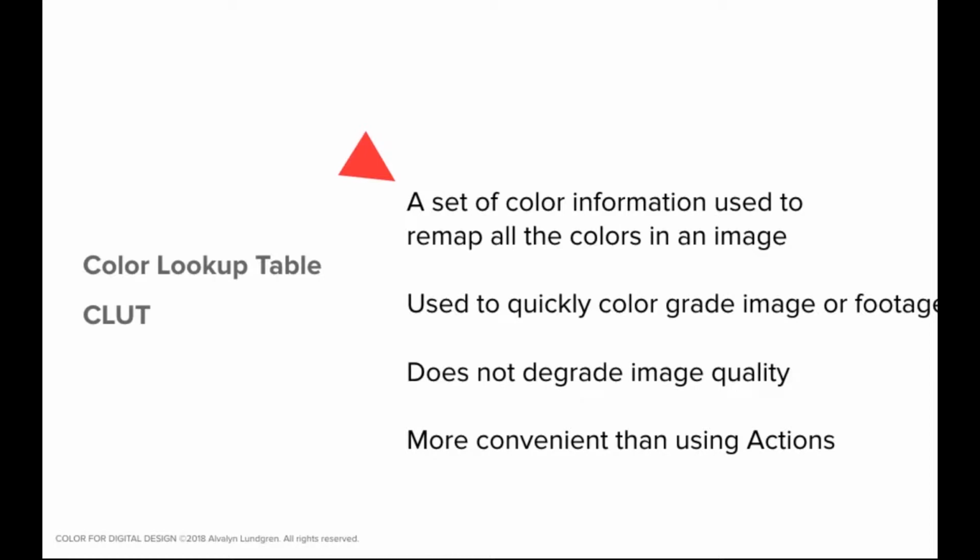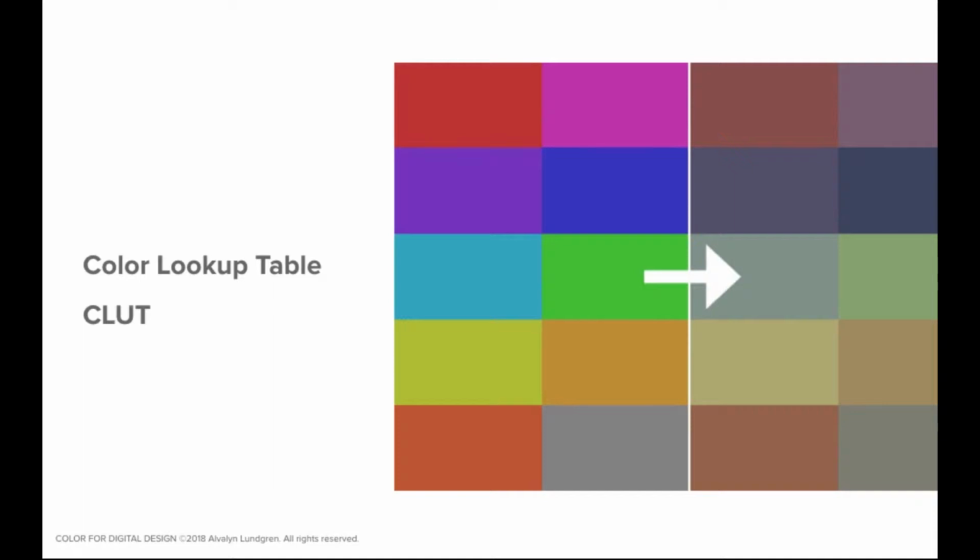The reason why using a lookup table is preferred to creating actions is, first of all, you can apply it to more than one image at a time, and using the lookup table doesn't destroy the image quality. It's less complex than using actions, and so it's more convenient and will actually streamline your workflow. It takes a set of color, and then when you load the table, it adjusts all the colors in an image into that lookup table. So you can see that we go from fairly vibrant colors to fairly muted colors.